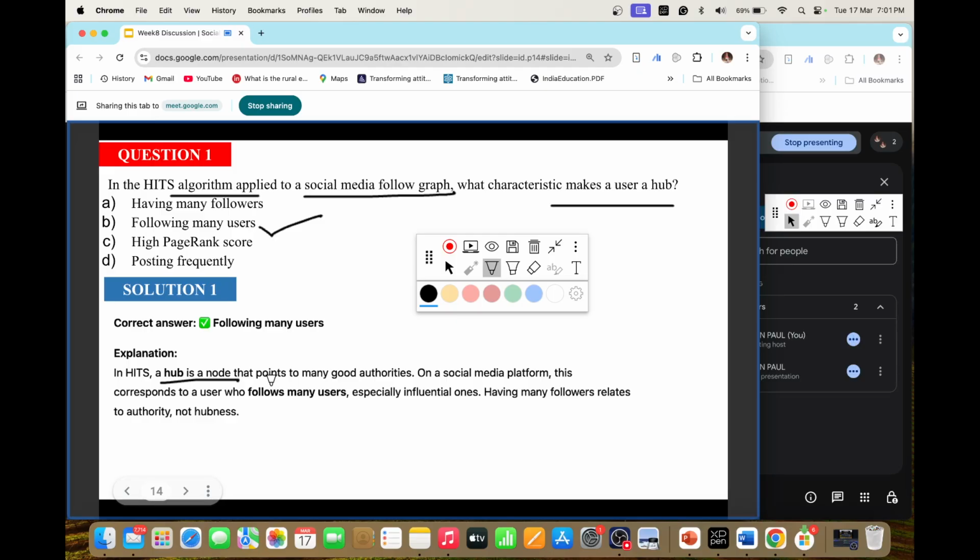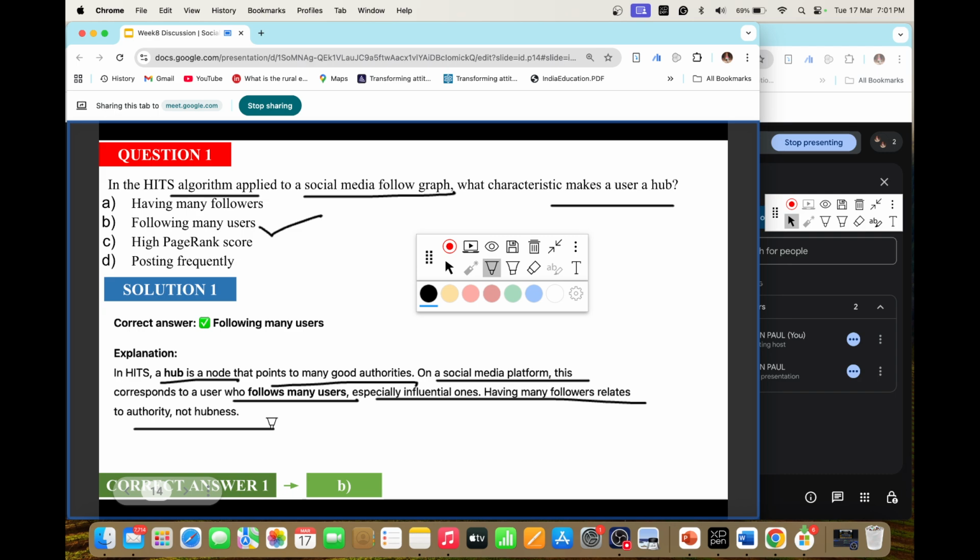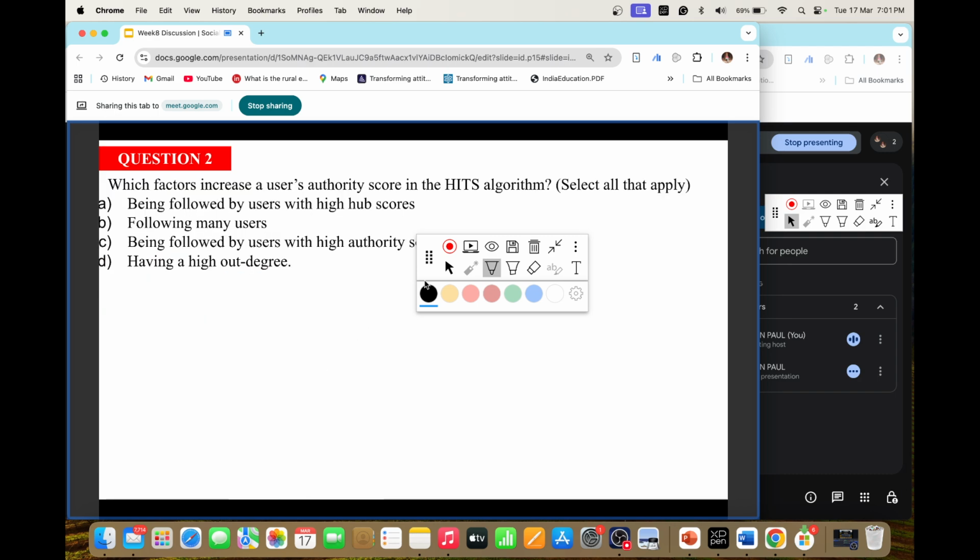In hits, a hub is a node that points to many good authorities. On social media, this corresponds to a user who follows many users, especially influential ones. Having many followers relates to authority, not hubness. So option B is the correct answer. Let's move on to the next question.